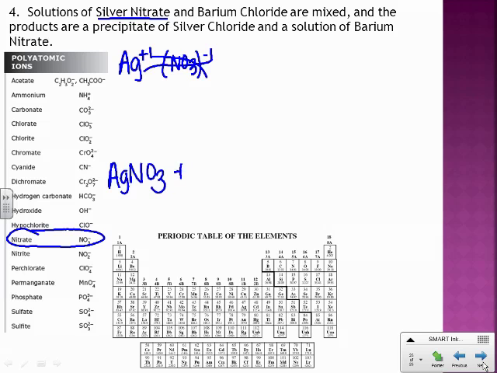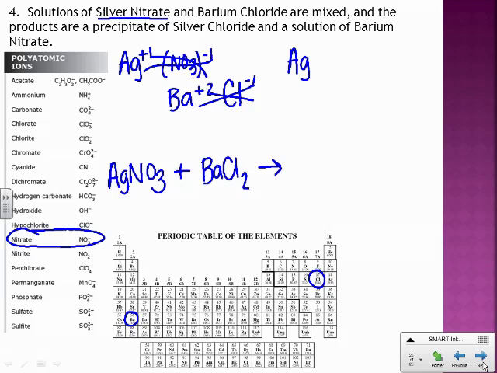It says it's reacted with barium chloride. So barium chloride is Ba. Barium comes from group 2, so it's a +2 charge. Chloride is chlorine from group 17 with a -1 charge. Take those numbers and crisscross them. You get BaCl2. Then it says the products, so I draw an arrow, are silver chloride. Silver is Ag. Remember, it's a transition metal that always has the same charge, +1. Chloride is chlorine. We just looked that up. It has a -1 charge. Crisscross, and we get AgCl.